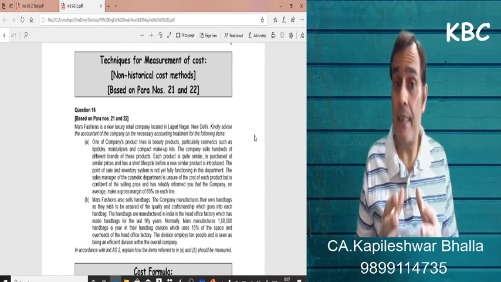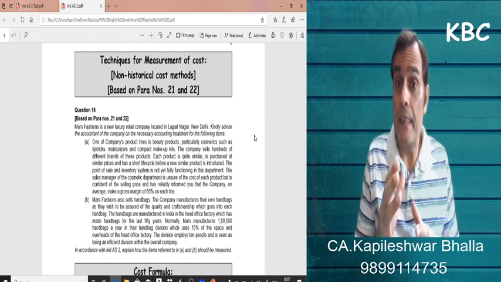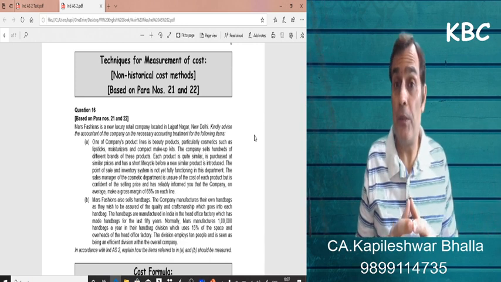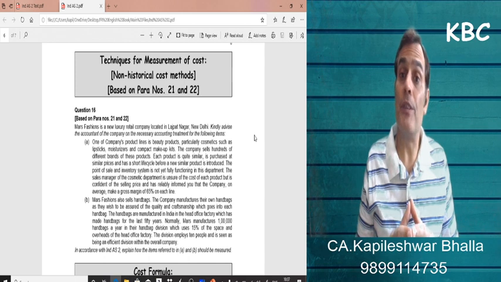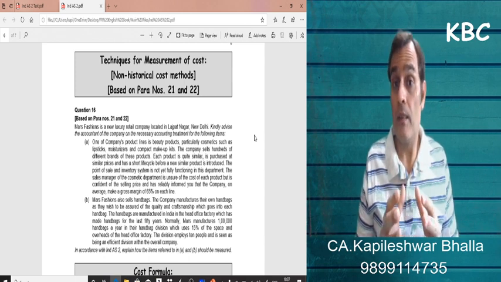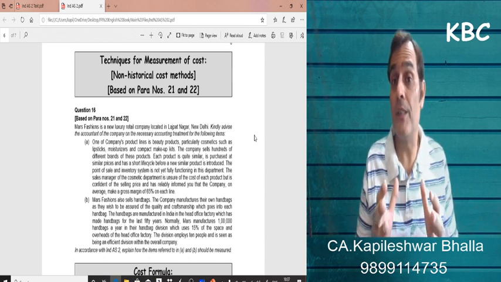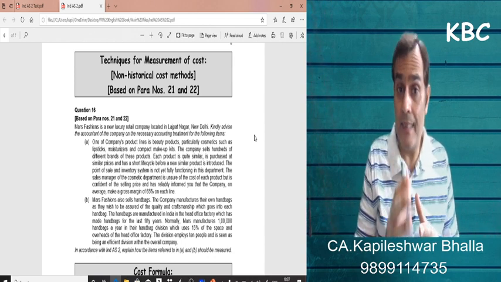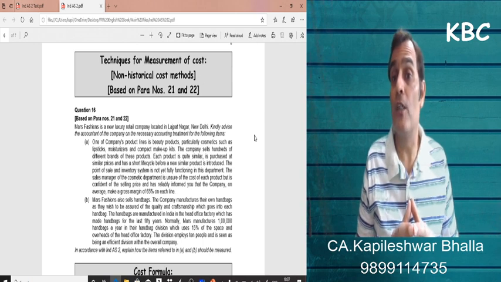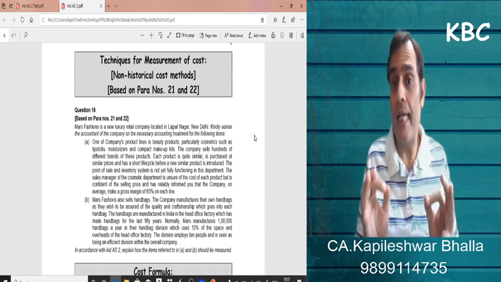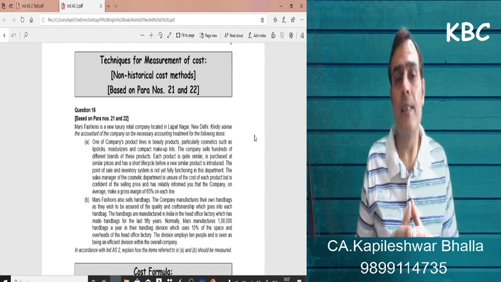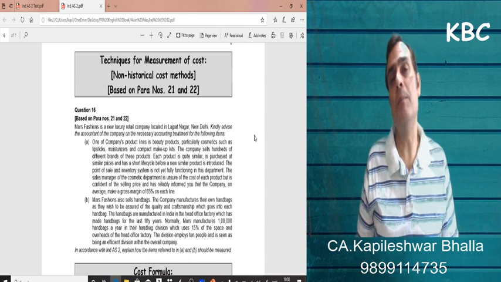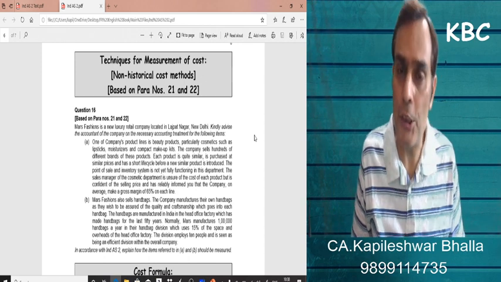Then he says the sales manager, okay, I just missed a line. Each product is quite similar, is purchased at a similar price, and has a short life cycle before a new product is introduced. The point of sale and inventory system is not yet fully functioning in this department. The sales manager is unsure of the cost of each product but is confident of the selling price and has reliably informed you that the company takes an average GP margin of 65% on each line.